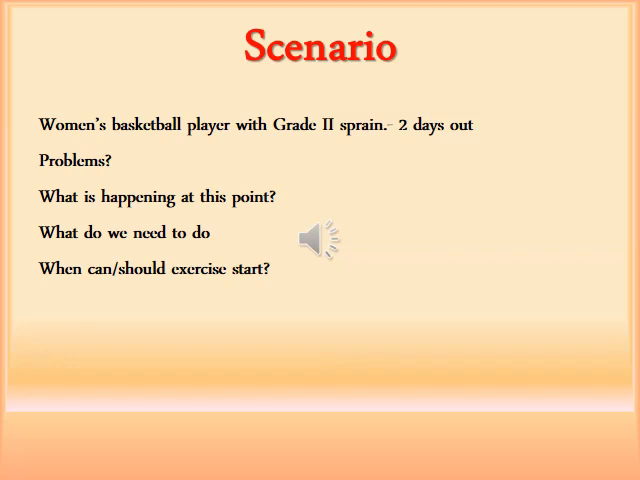So in other words, what would be some of the physiological things that would be happening because of where the injury is at within the days afterwards? What do we need to do, and when should exercises start? So think about some of the information that's in this chapter and also in the previous chapter that we've talked about with the inflammatory phase.